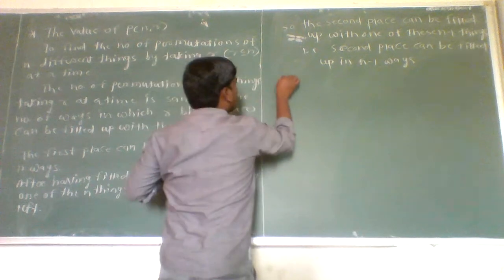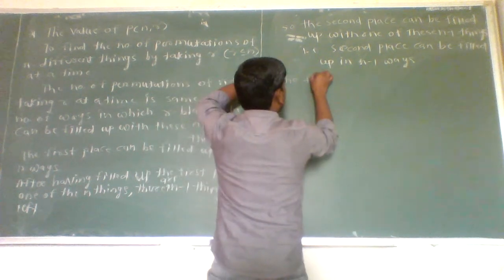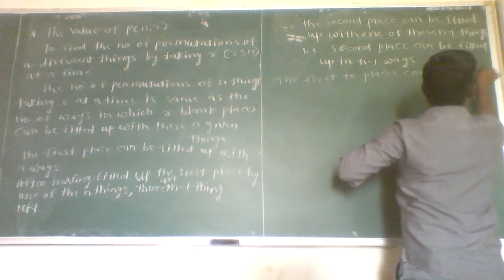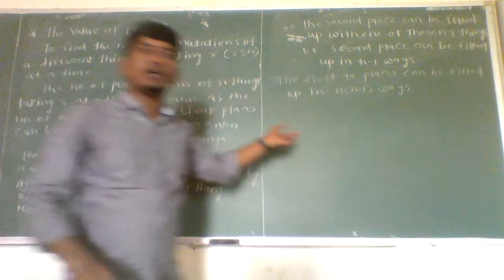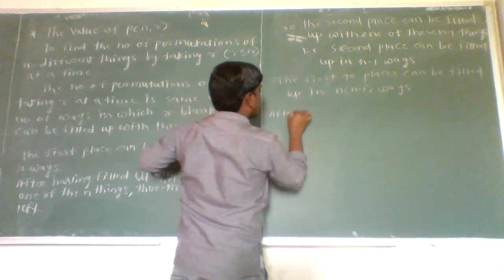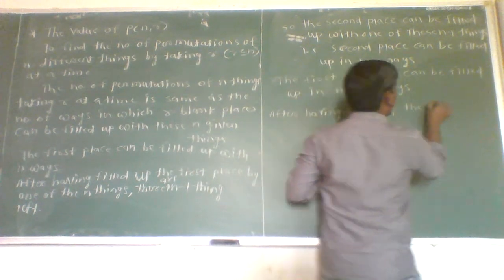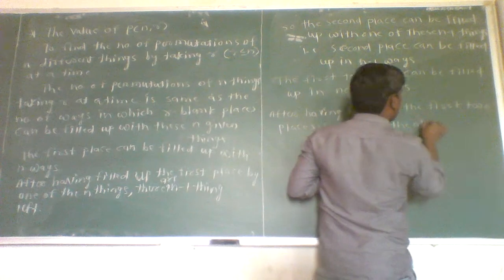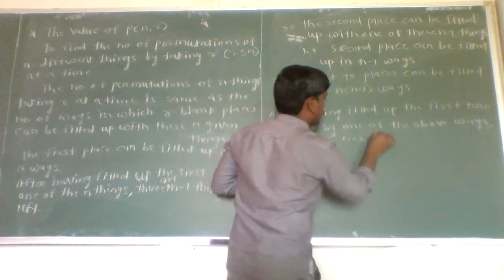According to the product rule, the first two places can be filled up in n into n minus 1 ways. Now, after having filled up the first two places by one of the above ways, there are n minus 2 things left.